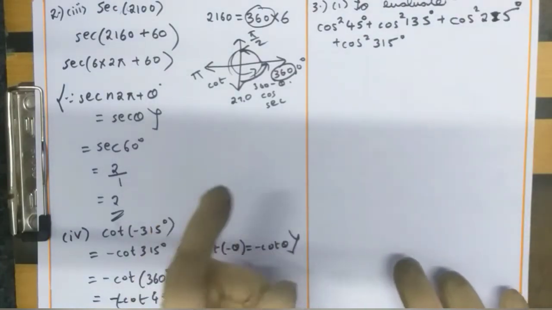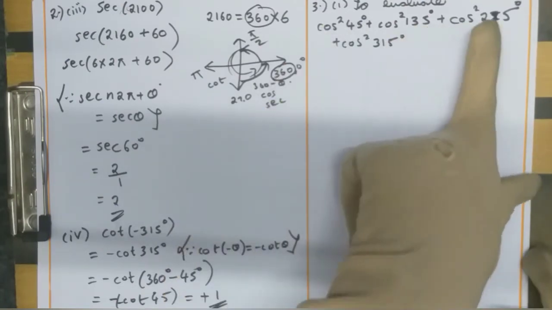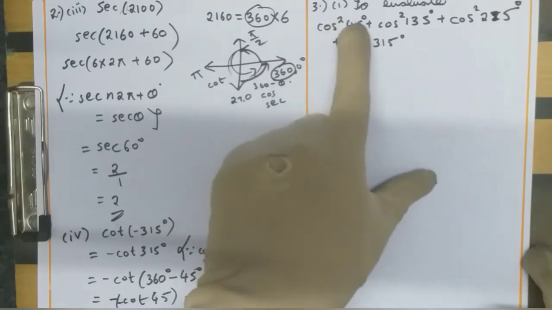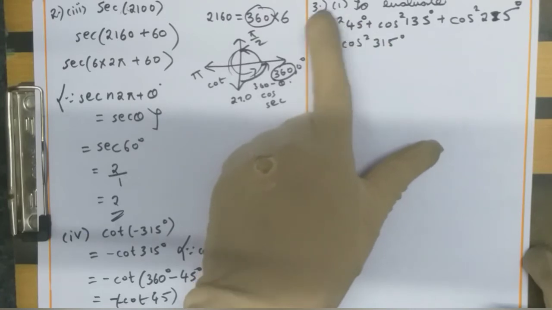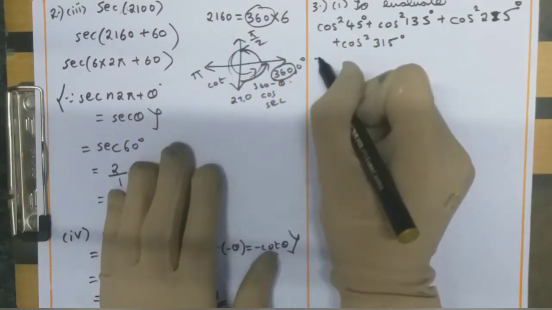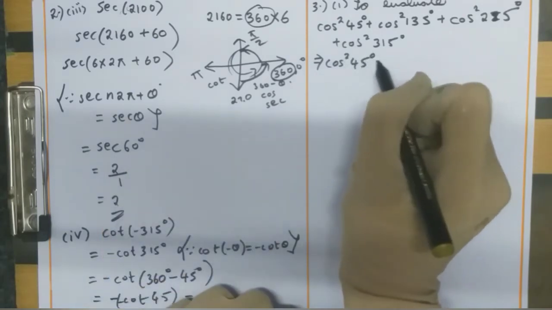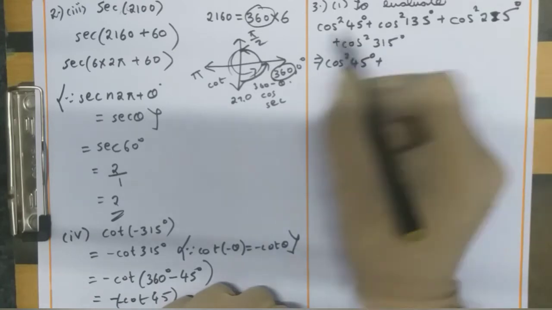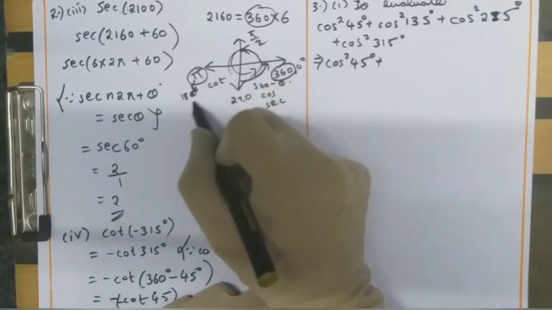When it was in radians, how did we do? We kept 45 as it is. We opened this 135, we opened this 225, we opened this 315. Because 45 is a very small angle, I can keep 45 as 45 only because I know the value of cos 45. So I'll keep cos square 45 as it is here also, and plus this 135. 135 is nearer to which quadrant angle? 135 is nearer to pi, that is 180. So I'll choose the quadrant angle 180.